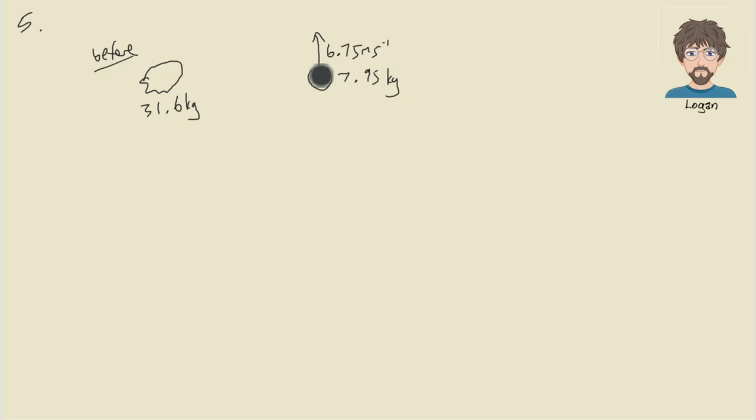Rock B is traveling west. It weighs 11.6 kilograms, is traveling west at 5.55 meters per second. And somewhere we've got part C traveling somewhere, and we have to work out its mass and its velocity.